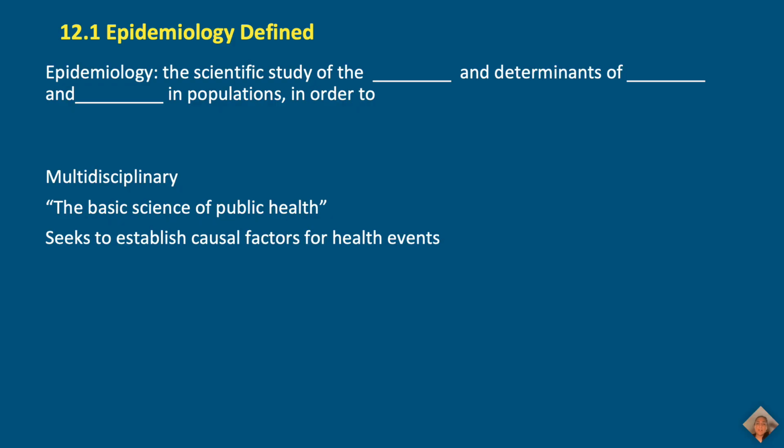So epidemiology is the scientific study of the distribution and determinants of diseases and health outcomes in populations. And this is to develop methods of controlling health problems, limit consequences of illnesses, and maximize health. Really, it's multidisciplinary, so this is the basic science of public health, and it seeks to establish causal factors of health events.